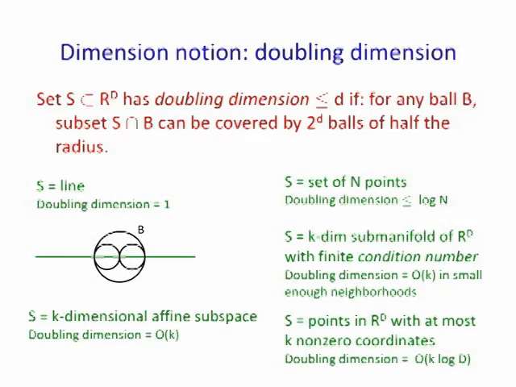If the set happens to be a k-flat, then the doubling dimension is order k. If you have a finite set of endpoints, well, you can always cover endpoints by n balls. And so the doubling dimension is at most log n. Now, for the manifold case, once you have the condition number, locally it looks very much like a flat. And so in small enough neighborhoods, the doubling dimension is order k.